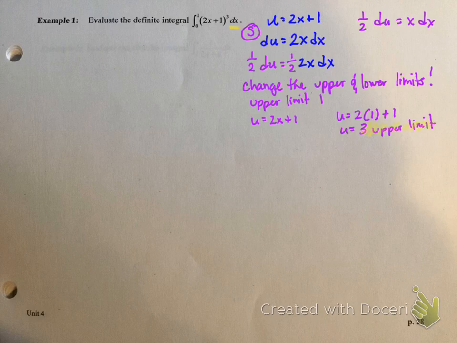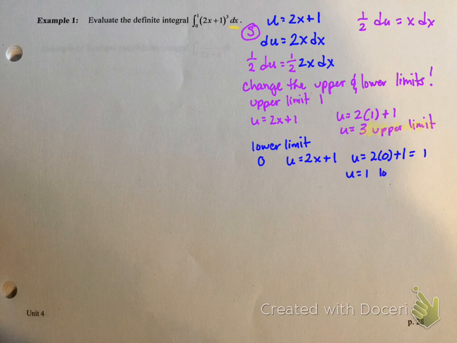Now let's look at the lower limit. The lower limit in the original problem was 0. So now I have to find that in terms of u. So I use the formula 2x plus 1. So u equals 2 times 0 plus 1. And when I do that, I get 1. So u equals 1 is the lower limit. Once I do that, and like I said, that's very important, change upper and lower limits at this step, I now am ready to rewrite the integration.